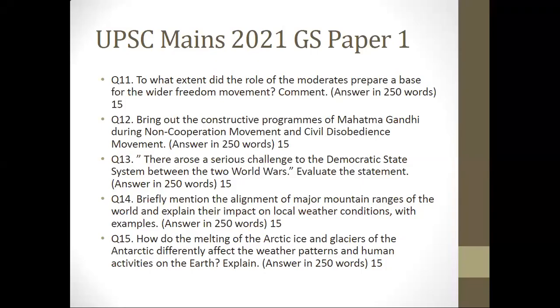Hello everyone, so this is UPSC Mains 2021 GS paper 1, and in this part we'll discuss question number 11 to 15. In the previous part we have discussed 1 to 10.